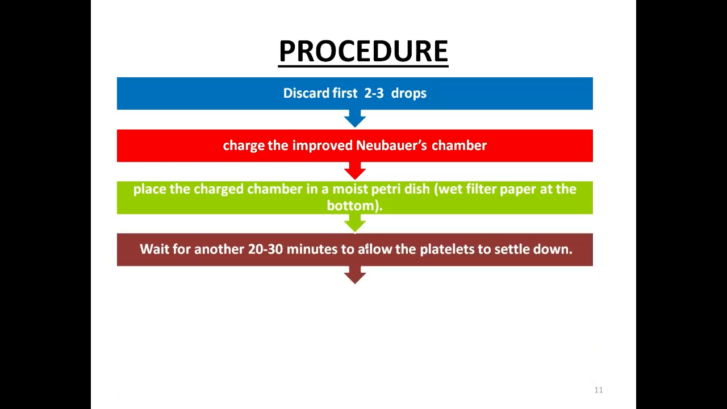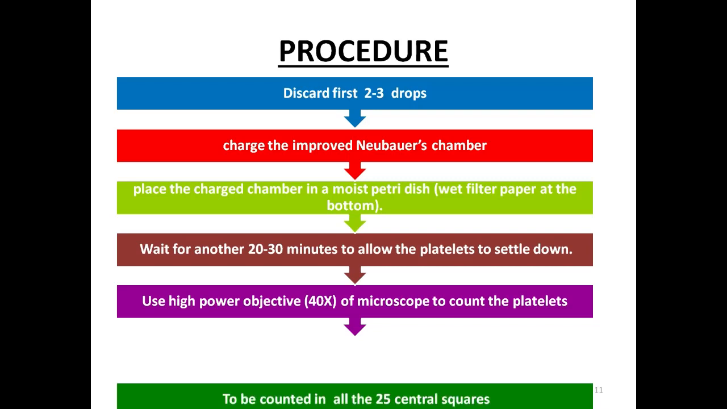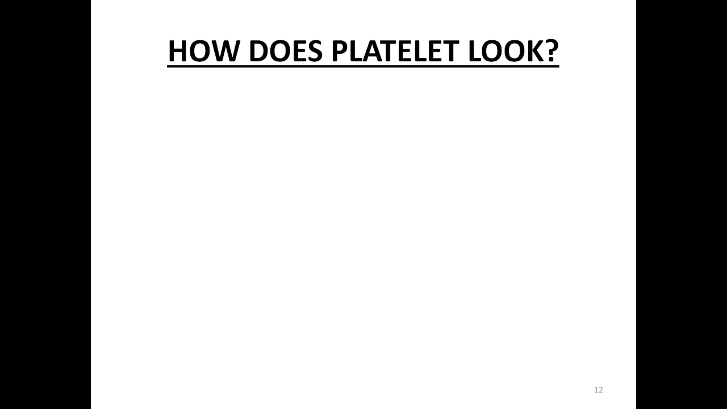Then you wait for 20 to 30 minutes to allow the platelets to settle down, and then you see the platelets in 40x. So WBC we see in 10x, while RBC and platelets you see in 40x. These platelets are counted in the central 25 squares. This I have shown in the next picture.